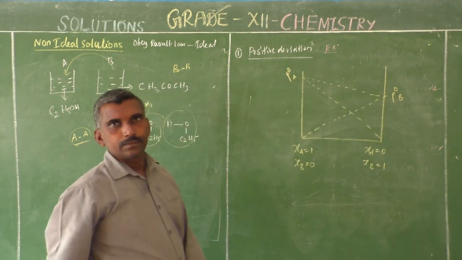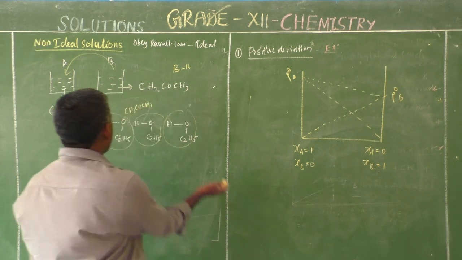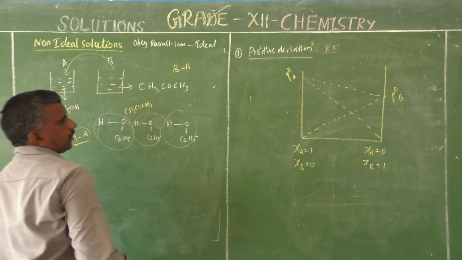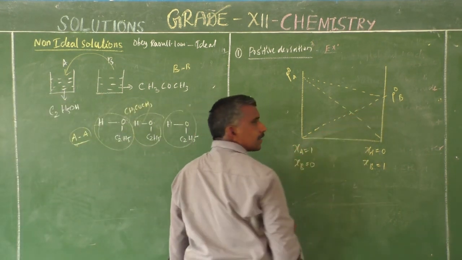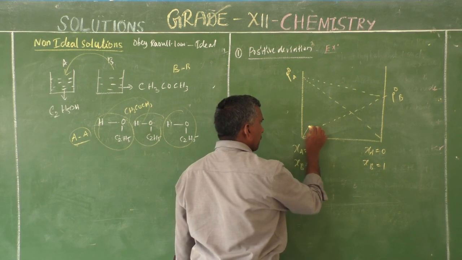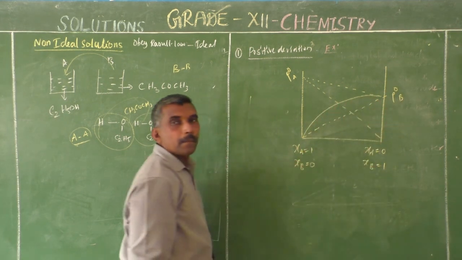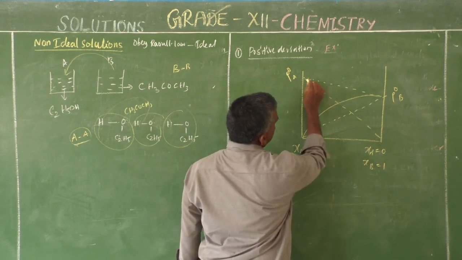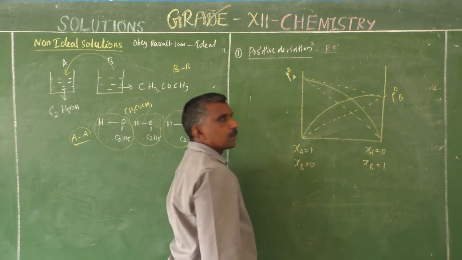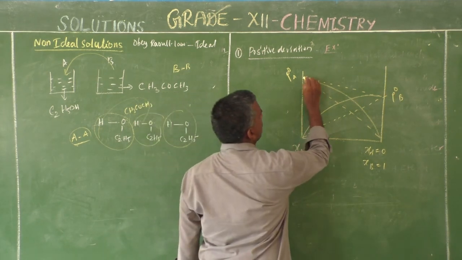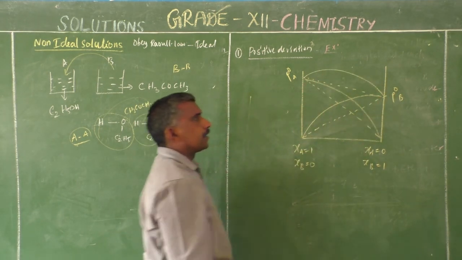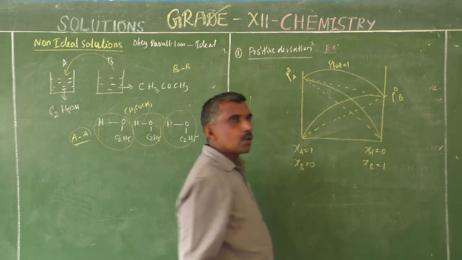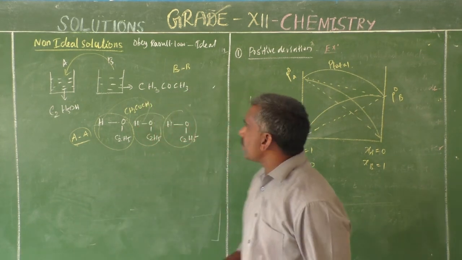This is for Raoult's law. When this solution is mixing, the vapor pressure of component A will be increasing. Now the acetone vapor pressure, that is of B, is increasing. Then the total vapor pressure is also increasing. This is a positive deviation.